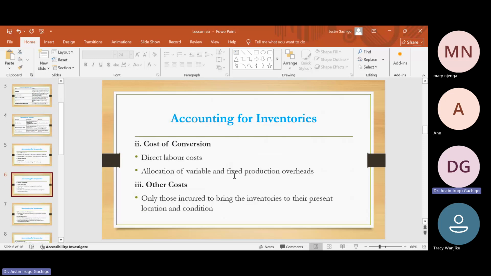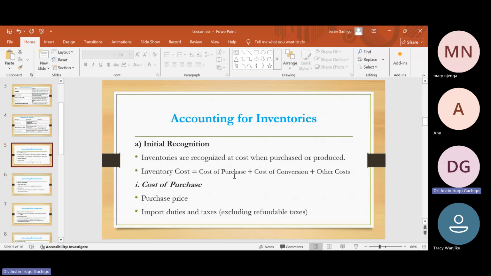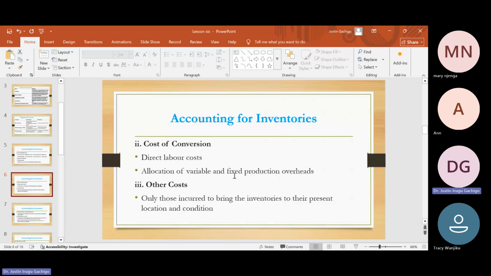So we have the inventory cost. We have talked about the cost of purchase, that is the initial purchase of the inventory. Then we have the conversion cost. So you add the labor. Remember, in cost accounting, we talk about the direct labor cost. We also talk about the indirect labor cost. Then any other cost that is incurred in the production.